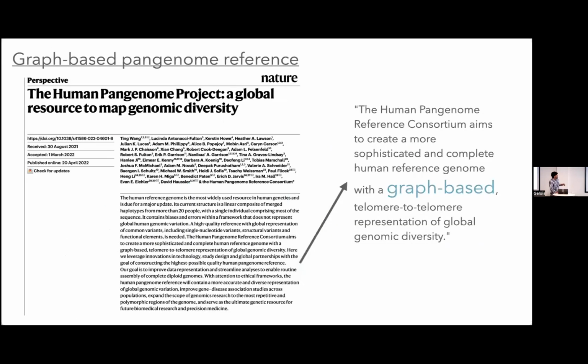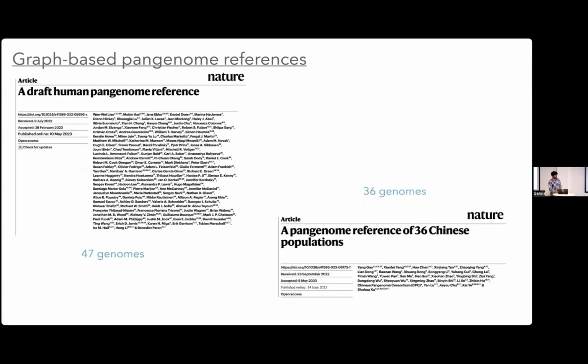So it turns out that there are lots of folks in genomics interested in this way of doing genomic analyses. And there's a human pangenome project that was announced just last year as a resource to map genomic diversity. So what they're doing is using the same techniques that the T2T, the telomere to telomere consortium, used to sequence a single genome, sequencing many genomes, and then building a graph representation of that variation. Just last month, they released a draft human pangenome reference spanning 47 genomes.